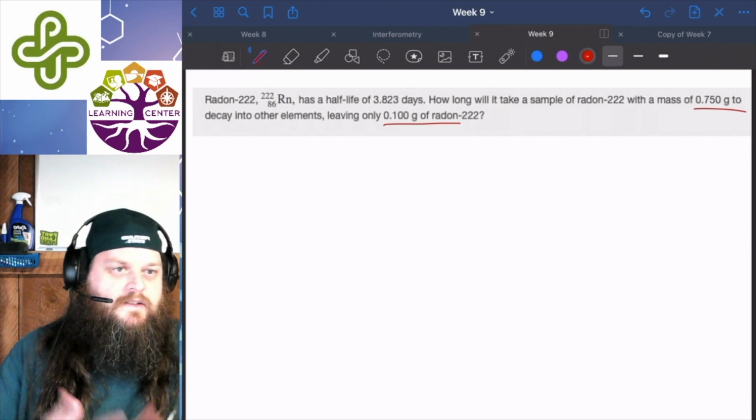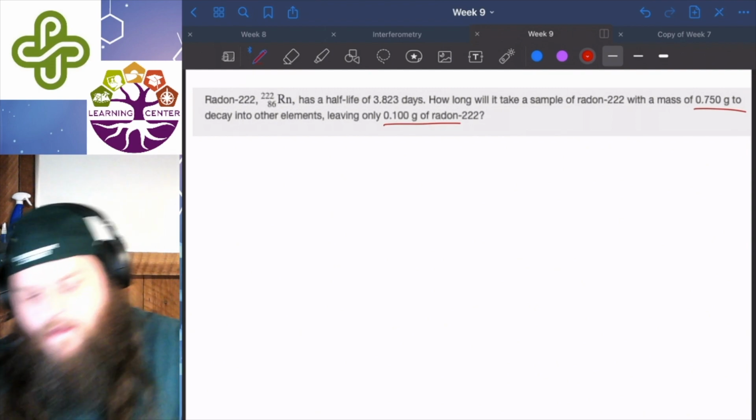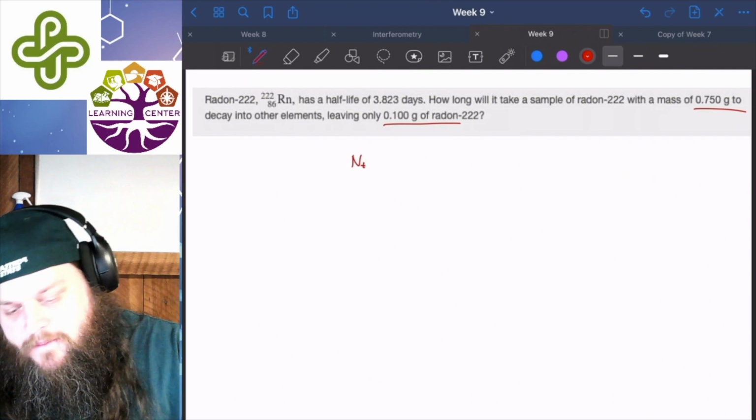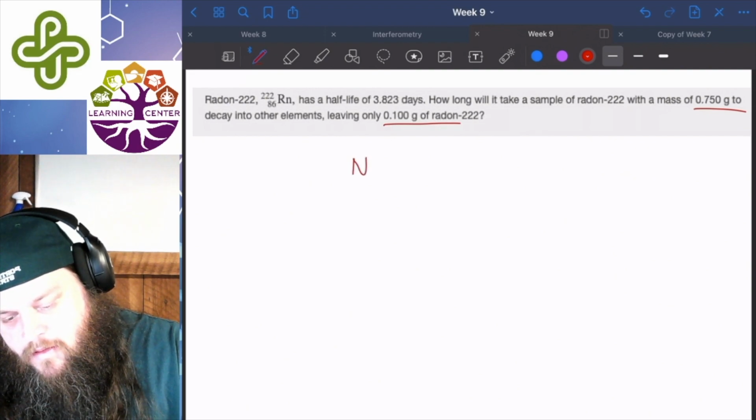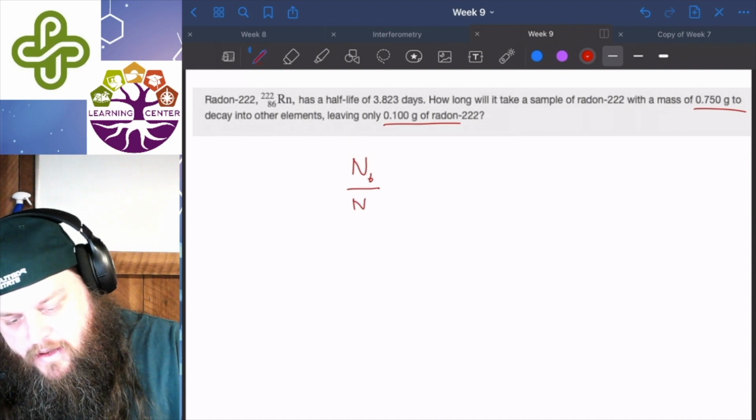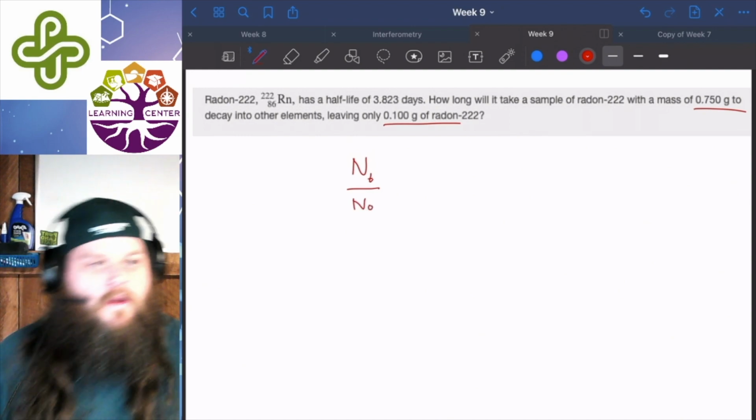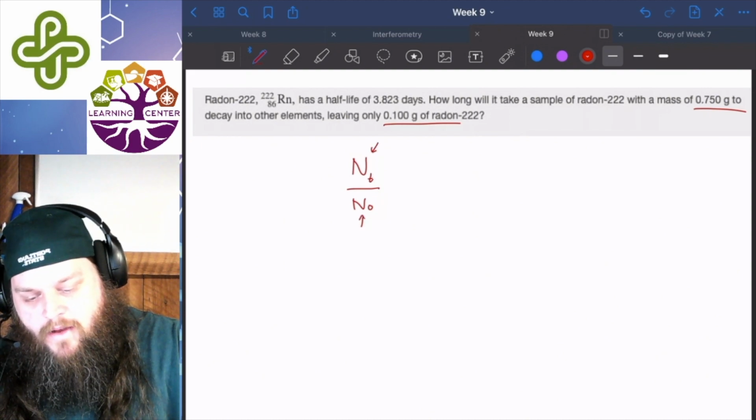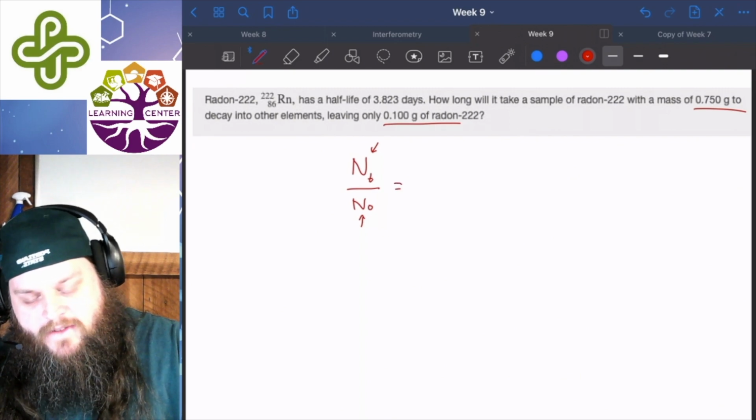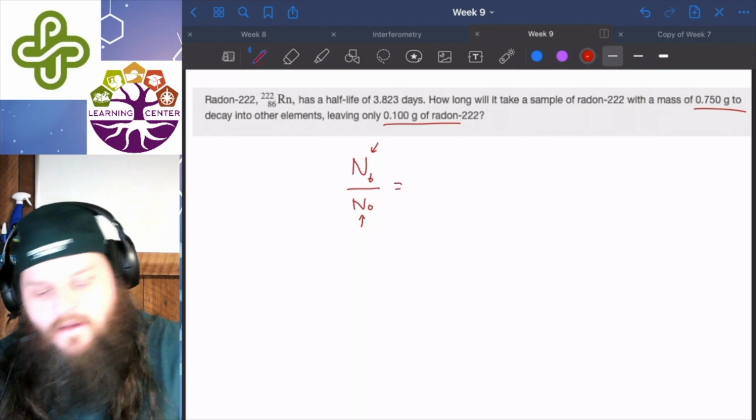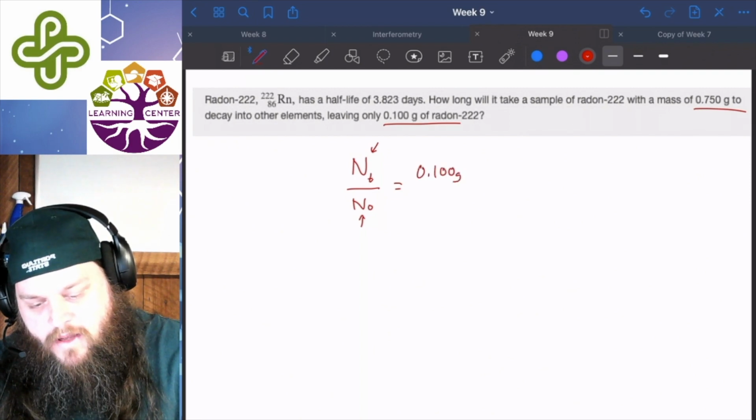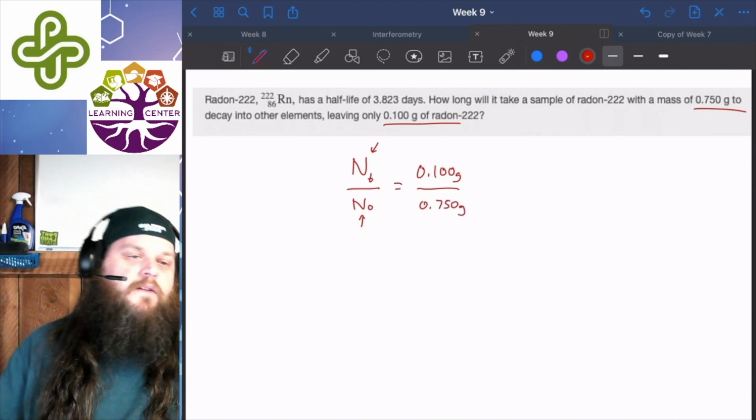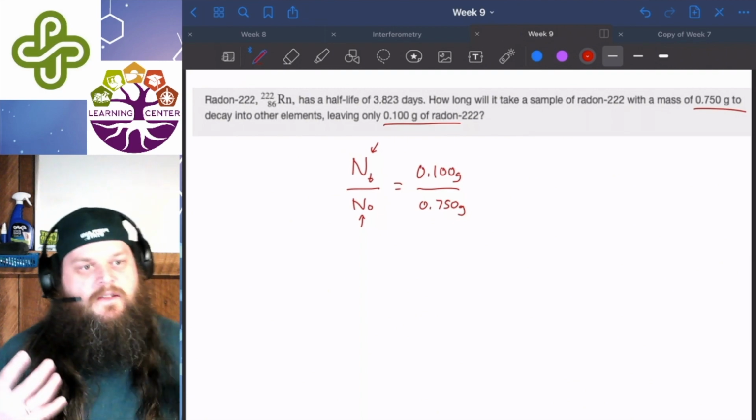Now we can convert these into the number of particles to find N, but we can also look at the idea that the number of particles at any time t divided by the initial number of particles is going to equal that fraction of whatever's remaining. So where this is the remaining divided by the initial, this should equal the same ratio in grams. So I can say 0.100 grams divided by 0.750 grams is equal to that same value. We can convert those both into numbers, but that conversion is going to be the same, so the equation is the same.